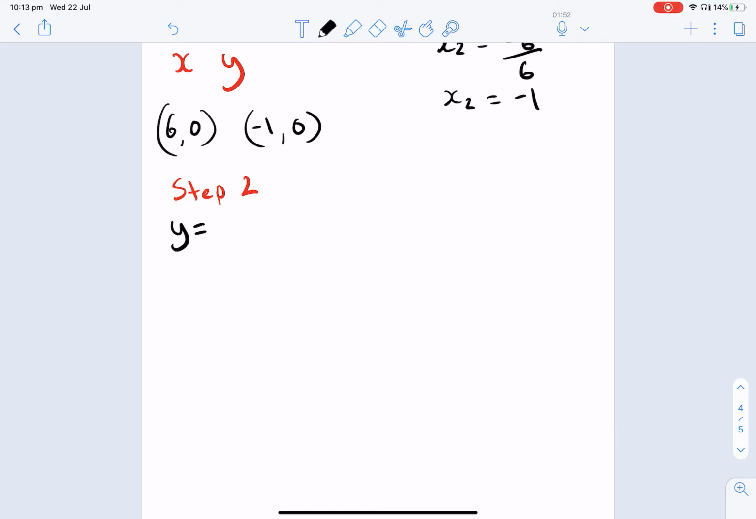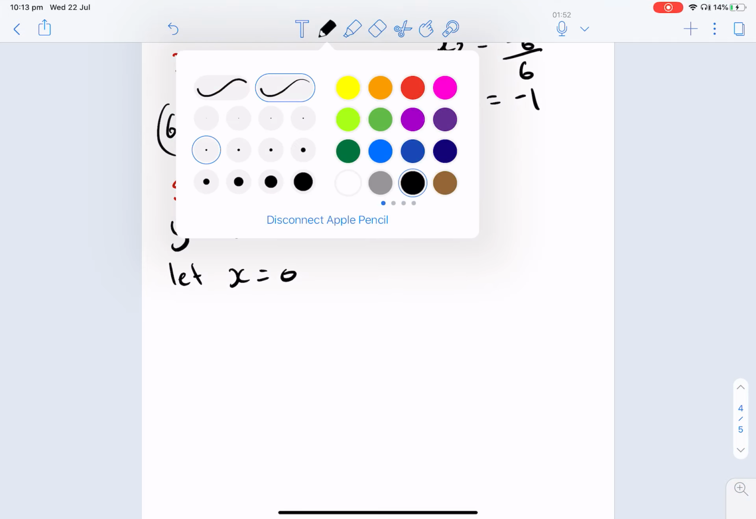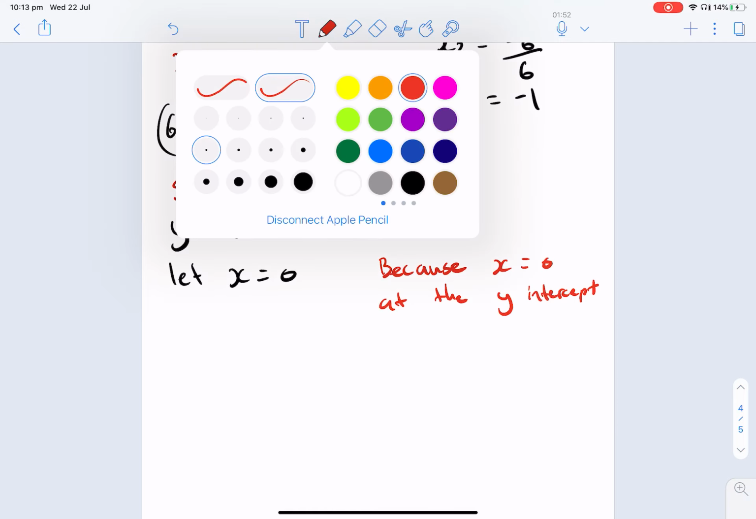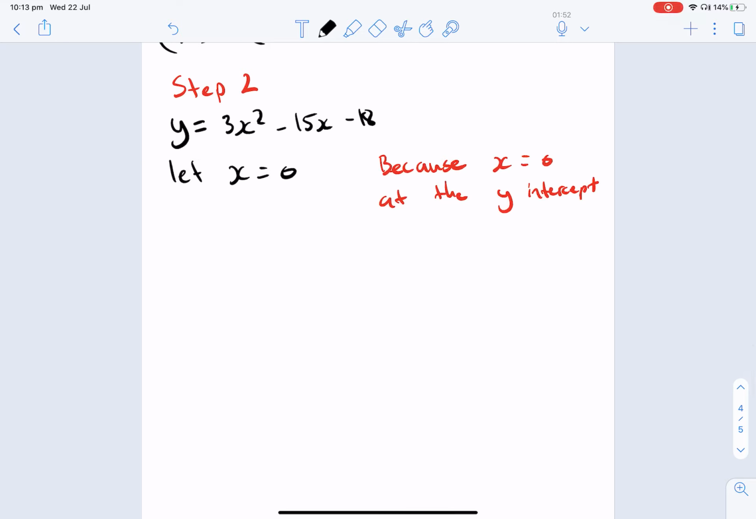y-intercept is to write down our original equation again, which is y equals 3x squared minus 15x minus 18. And we're just going to sub in, or we'll say let x equal 0. And that is because x equals 0 at the y-intercept. So now that we're doing that, just sub it into this equation. It will tell us what y is.